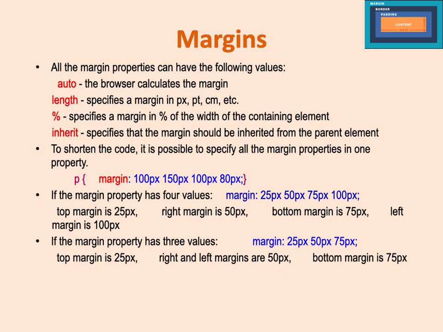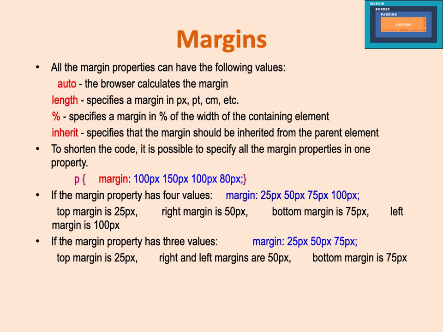Auto, that is a browser calculated value or browser default value. Length, another property that specifies a margin in pixel, point or centimeter, that is an explicit value given by the user. Percentage, another value that specifies a margin in percentage of the width of the containing element. And the last property value is inherit, that specifies the margin should be inherited from the parent element.